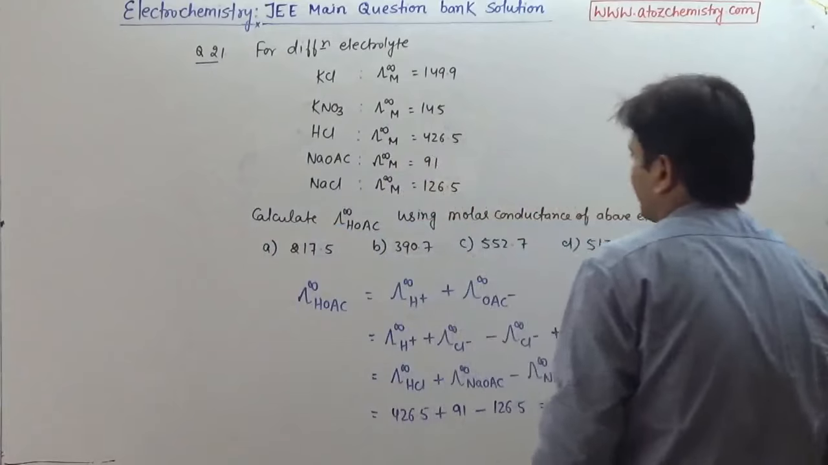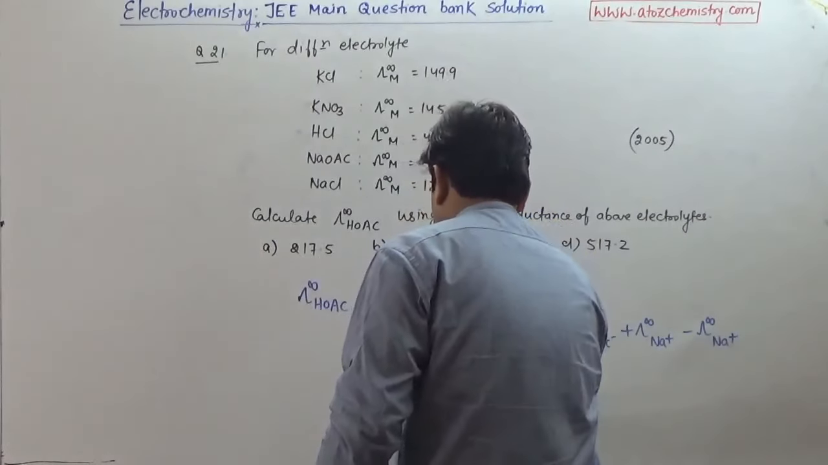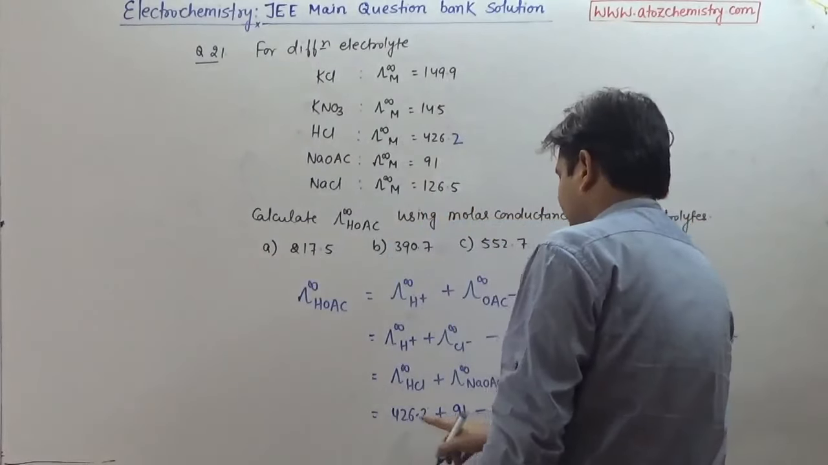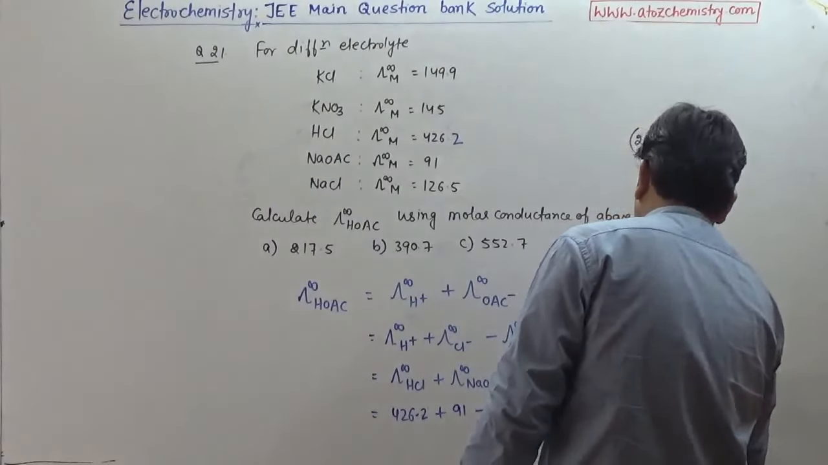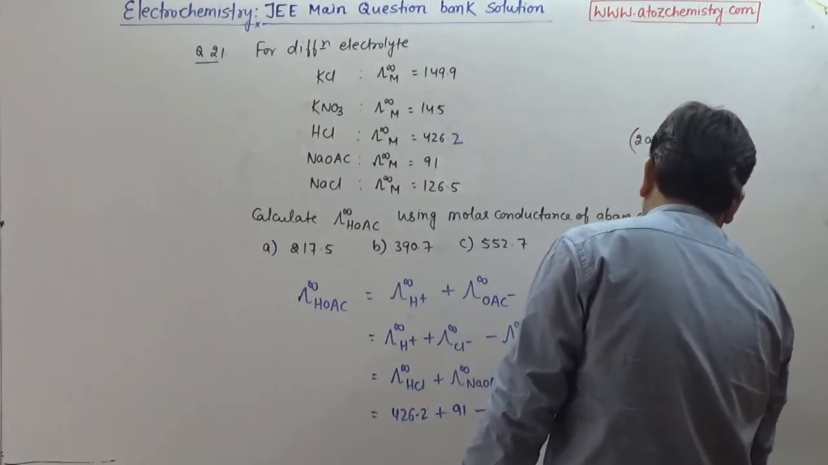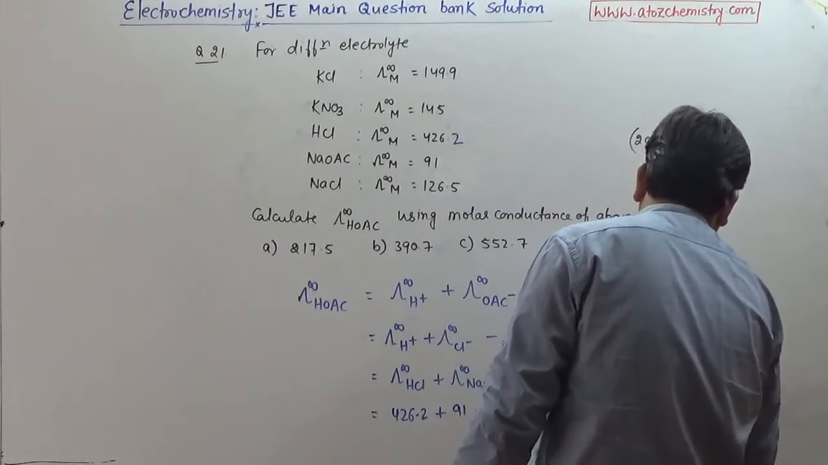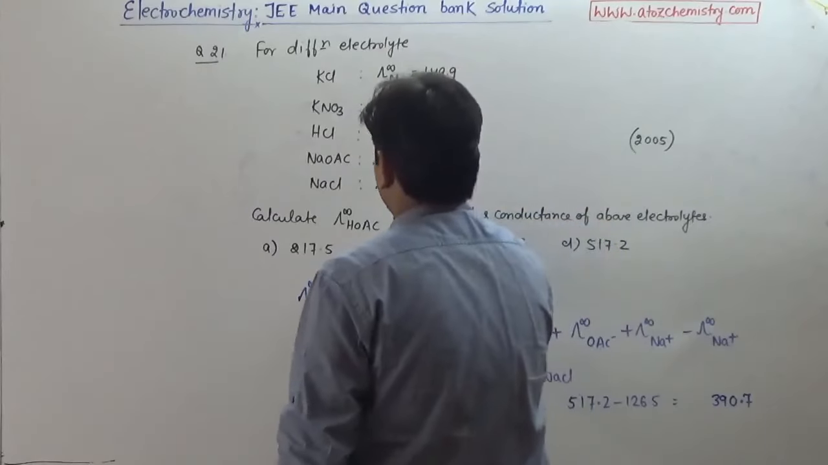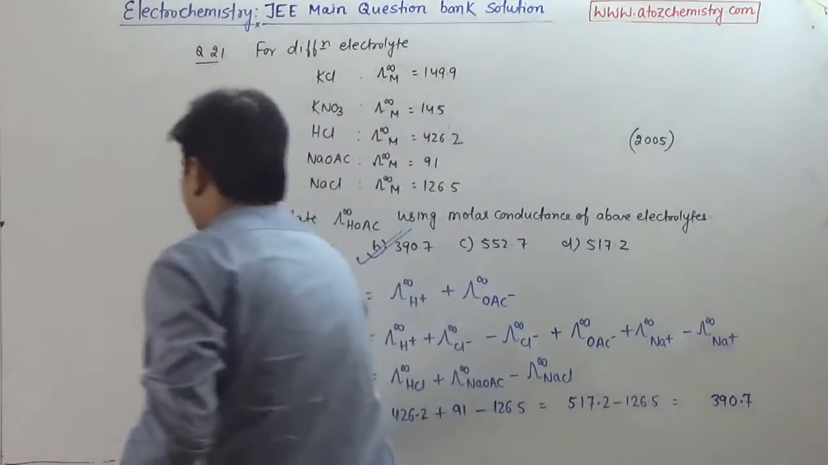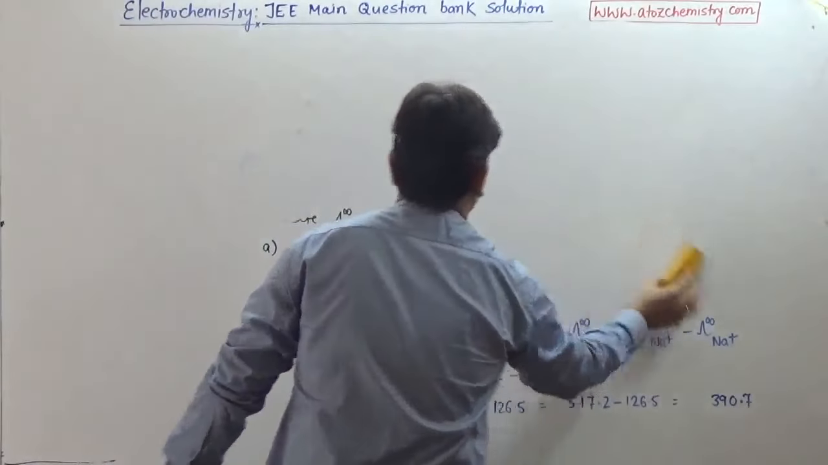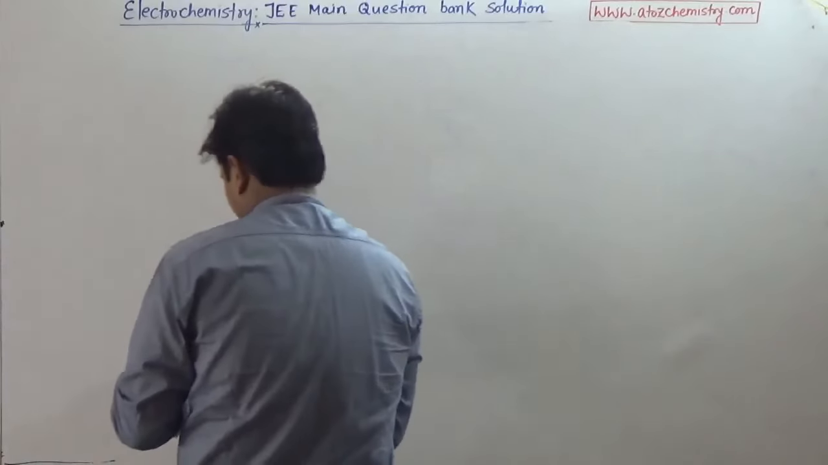Sorry, this is 426.2, not 426.5. If we use this, 426.2 plus 91 is equal to 517.2 minus 126.5. This is going to be equal to 390.7. So 390.7 is the correct answer. We have to use the molar conductance data of HCl, NaOAc and NaCl. This type of problem we have solved earlier also in this class.